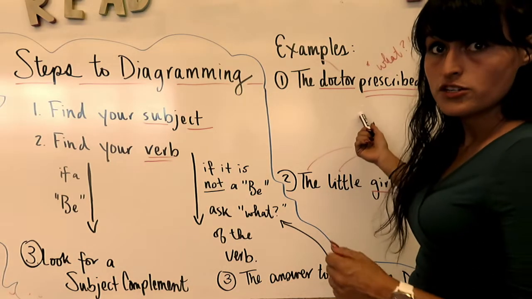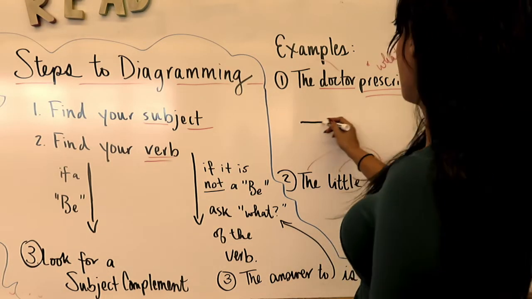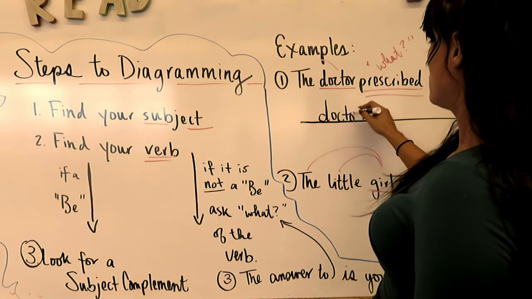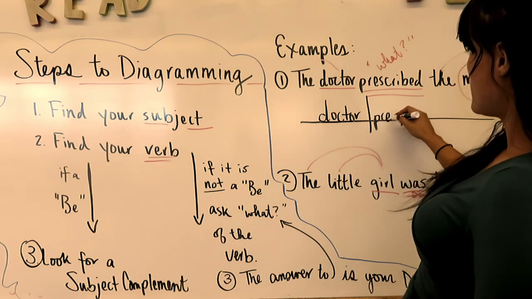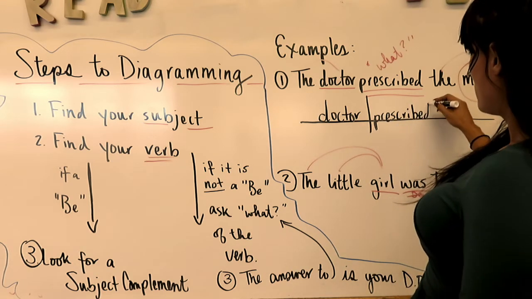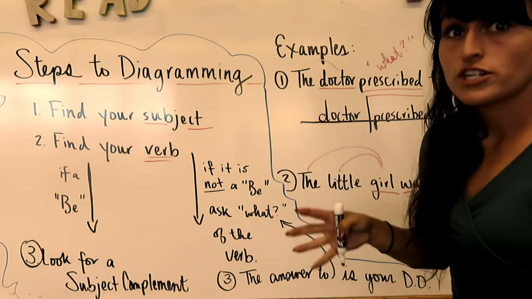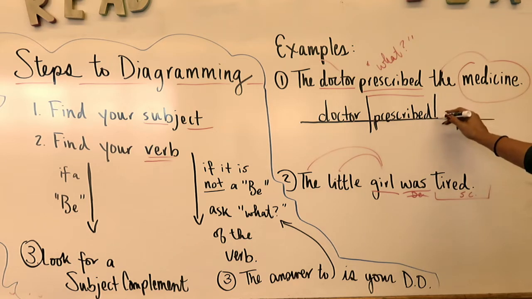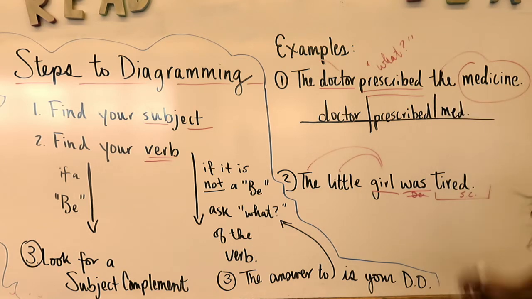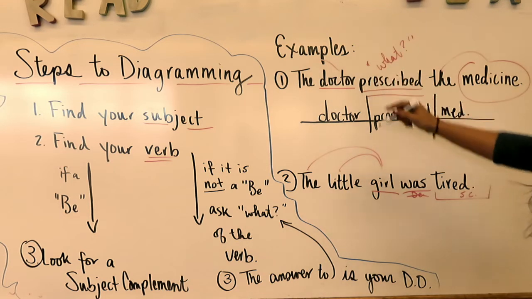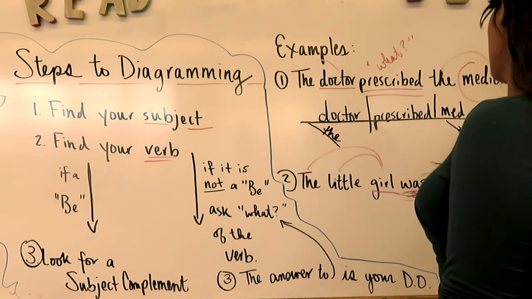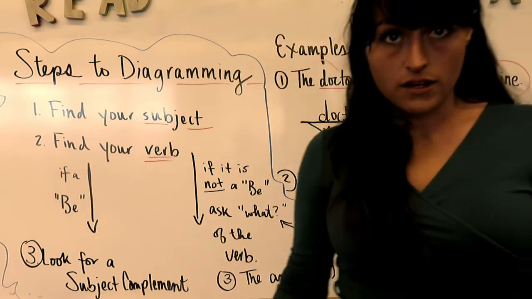So, for the doctor prescribed the medicine, I always start with a flat line. My subject is first, doctor. My verb is prescribed, full line to separate my subject from my verb. What follows is my direct object. What's my direct object? I symbolize, and it's medicine. So I do a half line here, and I put medicine. Just for sake, I'm going to shorthand it. And then I need to put the and the under doctor and medicine. So they go on slanted lines. You are done with that sentence.